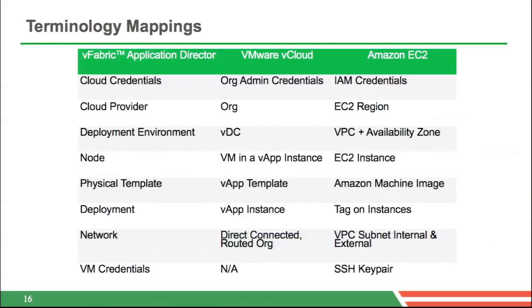Here's just some general terminology mappings. I'm not going to go through all of them unless people have questions, but like cloud provider here, that's the Application Director term, and in vCloud it's the org, and in EC2 it's the region. And a deployment environment represents in vCloud the VDC, the virtual data center, and in Amazon it represents the VPC, the virtual private cloud, plus the availability zone. Does anyone have any questions?